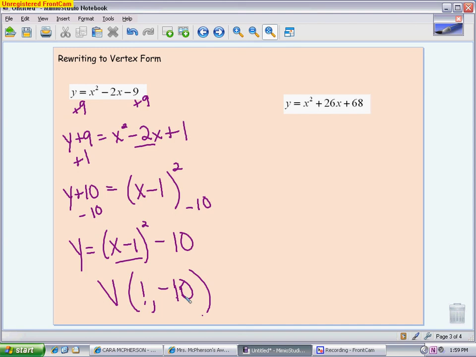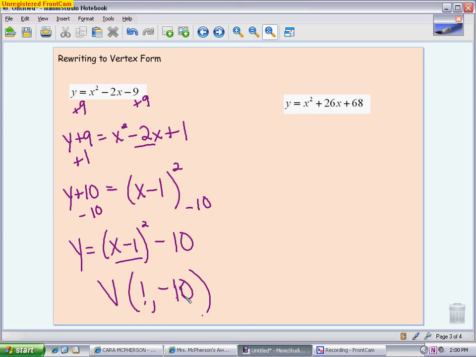If you graph them both on your calculator, you'll only see one graph show up in your picture because you only graphed one thing. You just wrote it two different ways. The other thing that you can check is make sure your vertex really is at the point 1, negative 10. Look at your screen, check some values, and see if that is your vertex of your parabola.